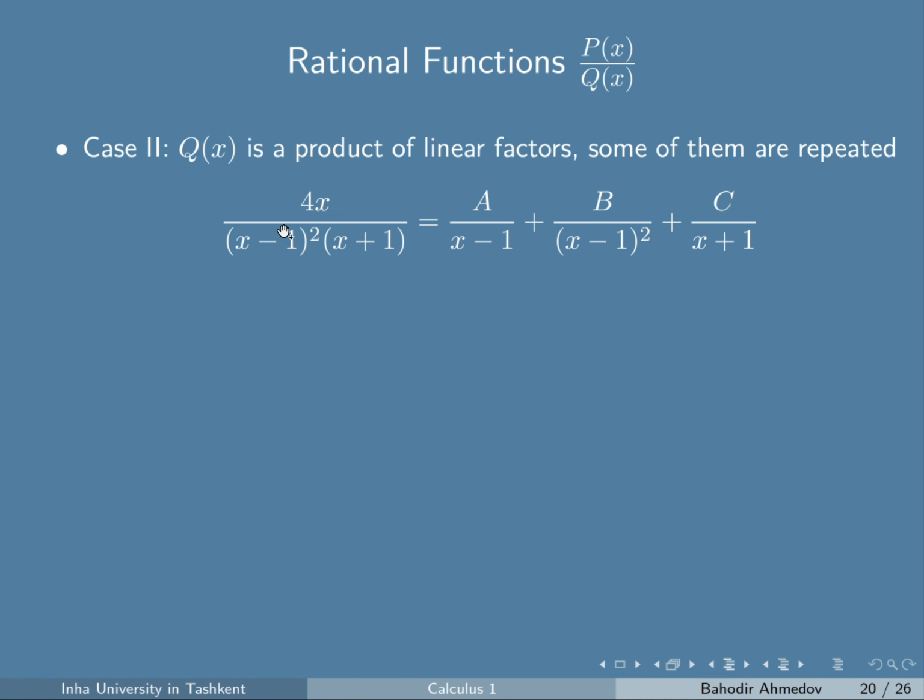So basically, if your linear factor is repeated twice, you're going to write two terms here. If it would be repeated 3 times, we would write 3 terms until we reach the last power degree. For example, if this would be (x minus 1) cubed, the terms here would be a divided by (x minus 1), plus b divided by (x minus 1) squared, plus c divided by (x minus 1) cubed.